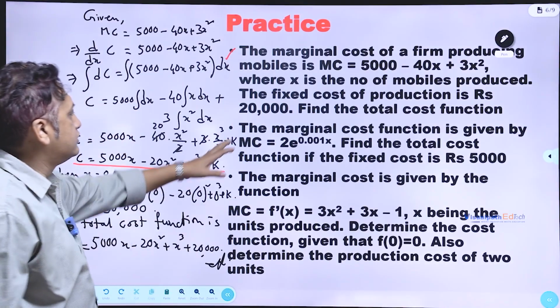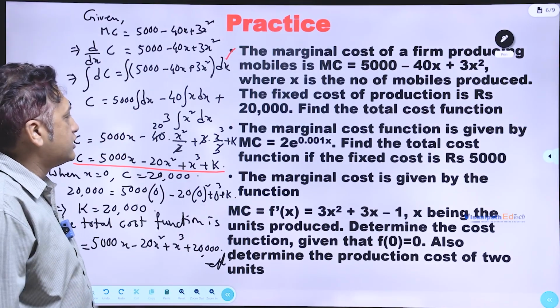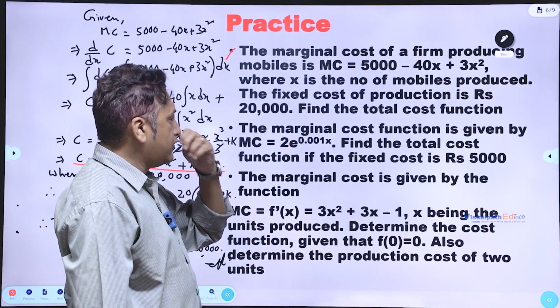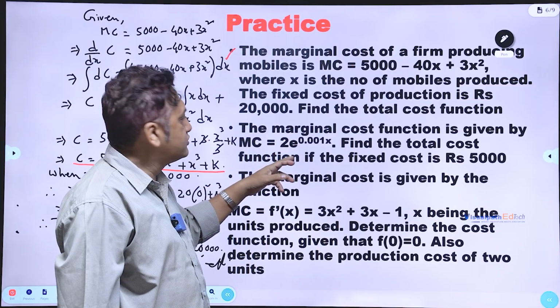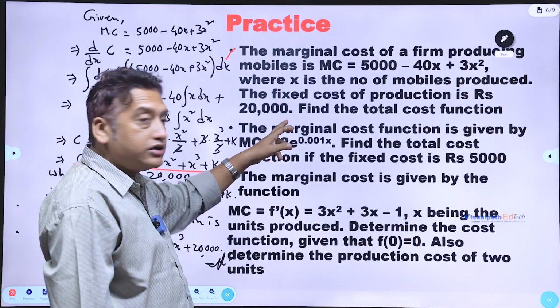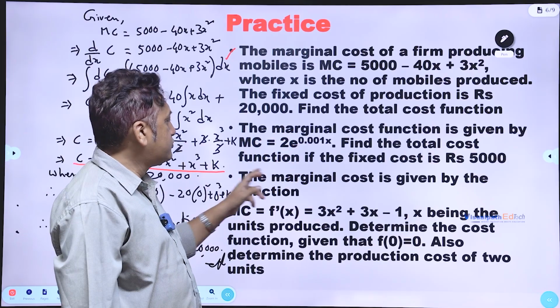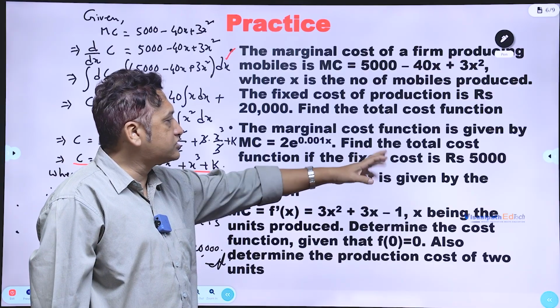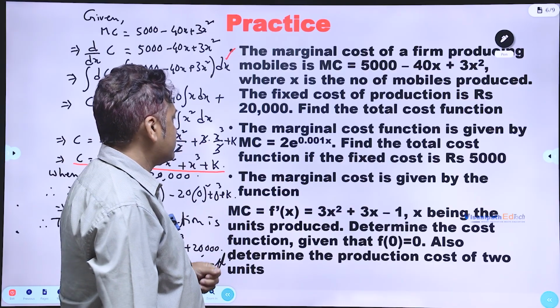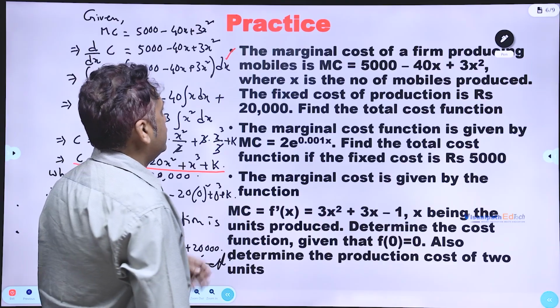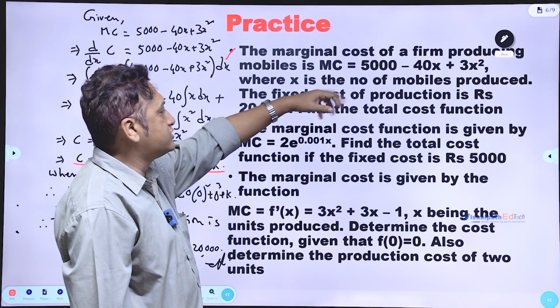We can now check the next sum. The next sum says the marginal cost function is given by MC is equal to 2e to the power 0.001x. Find the total cost function if the fixed cost is again given 5,000. Okay. So almost similar, only the function is different.